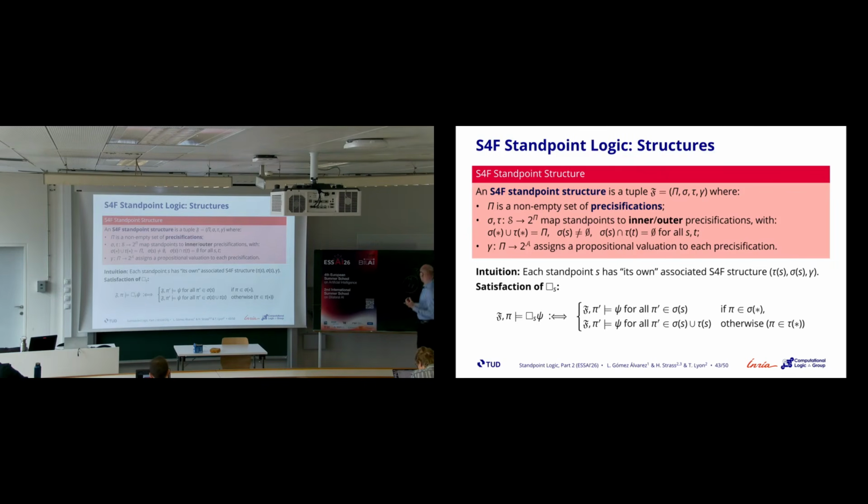If we are in an outer precisification, then the idea is the outer precisifications can see everything. So we have to make sure that psi holds for all precisifications, so for all inner and outer precisifications belonging to that standpoint that is being used in this box here. So essentially, we do what we did in S4F, which is do it for multiple standpoint names in parallel. And then what we can do, so this is still monotonic, right? So here we still have an ordinary multi-modal Kripke structure.